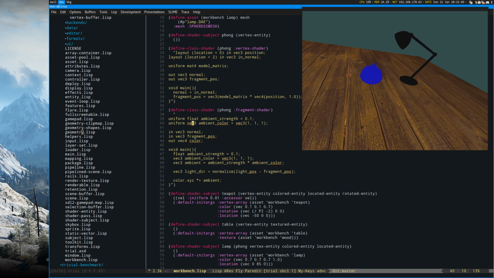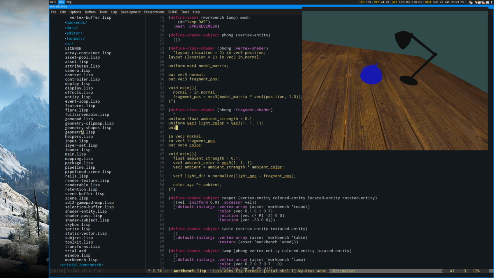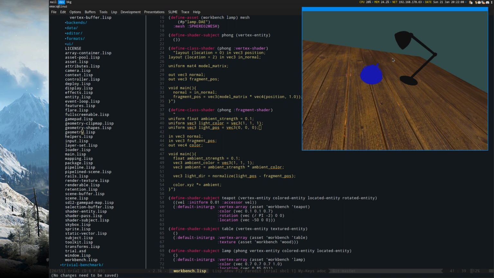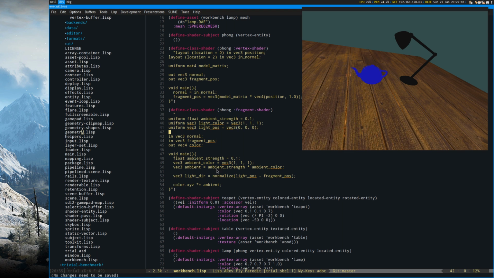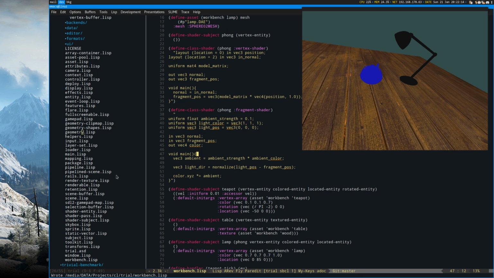Well, I think you want to have a different kind of color for each, so we'll just make a light color. The vec3 light position. Just do it as 0, 0, 0 for now, because I don't know what the exact position of the bulb is here. So. Okay.